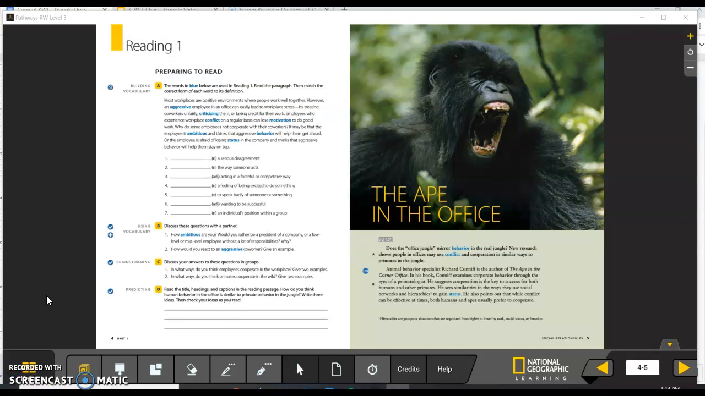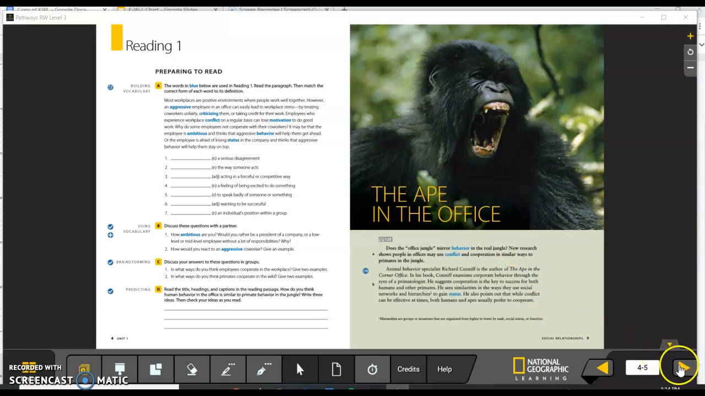Let's take a look at this article that we'll do a KWL chart for. So this is the article called "The Ape in the Office." So this is the title of the article, so we know that we want to type that into our KWL first. We can also take a look at some of the pages and look at the pictures that we see throughout this article. So we have a picture of a gorilla here. It looks like it's angry or yelling.